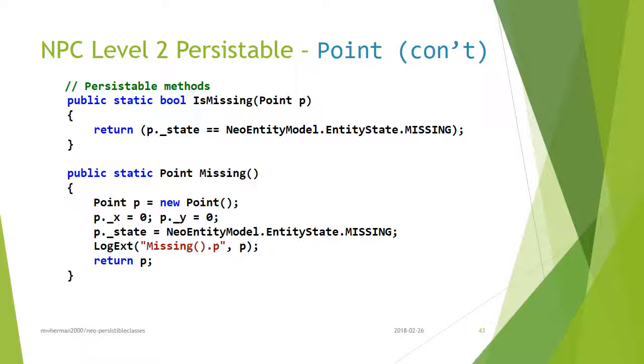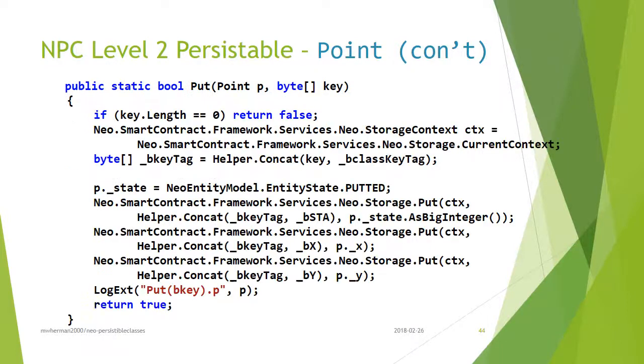So in the persistable methods, we need to support the concept of missing. So we have the entity state missing, and so we can test to see if a particular point is missing or not when we get it back from storage, or we try to get it back from storage. And then we also have a public static method here that can create for us a missing entity, and this we need in some of our get methods. We need to return missing points or missing objects, missing entities when we're unable to find it in storage.